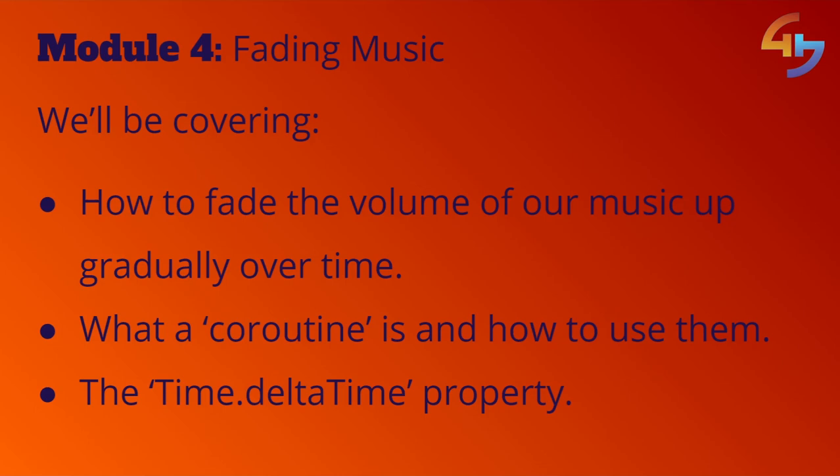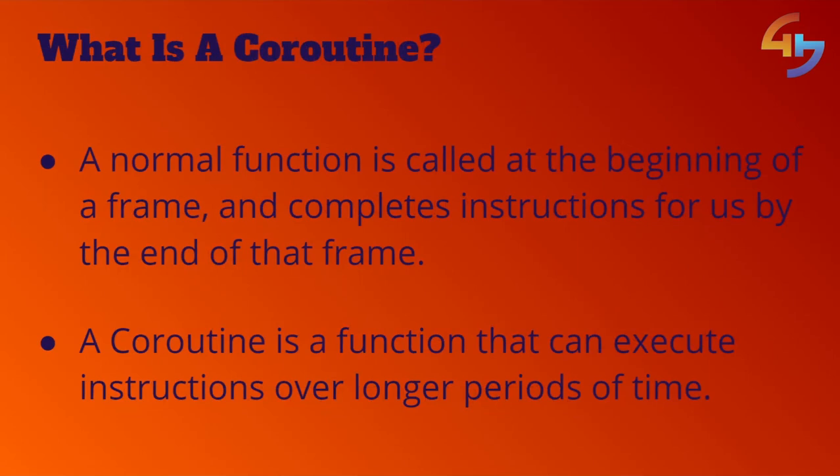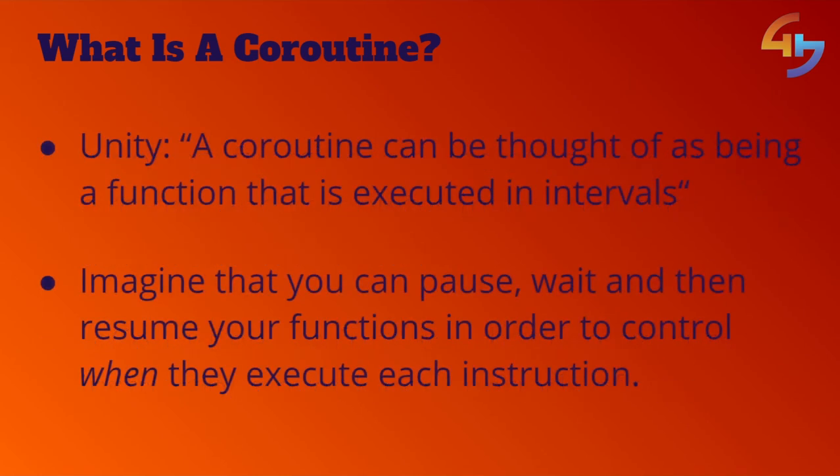Let's get the hard one out of the way first. Now, a coroutine is a special type of function. As we know, when a normal function is called, it completes all of the instructions it was given within the frame that it was called on, almost instantly. However, a coroutine doesn't necessarily have to complete its tasks straight away. Instead, we can use them to spread completion of any instructions given to it over multiple frames, or even over a period of time. Unity defines a coroutine as a function that is executed in intervals. I like to think of them as functions that we can pause and then resume again. Because of this, they become extremely helpful whenever we want to work with time in our game. For example, creating timers or pausing certain parts of our game.